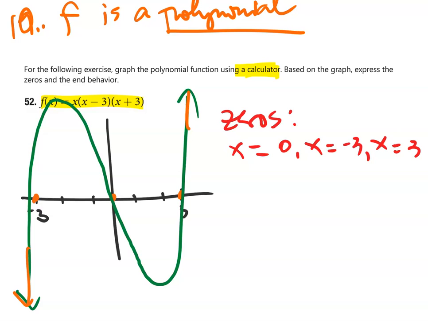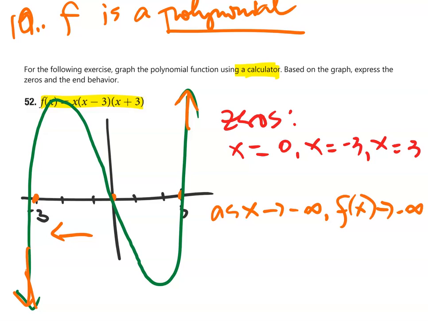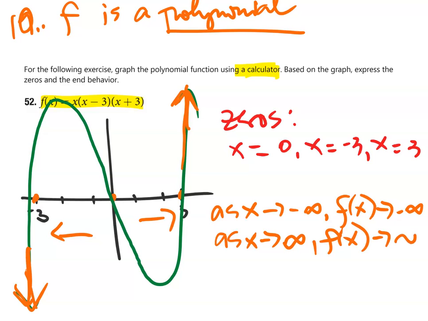And then the end behavior, it goes down and then goes up. So as x approaches negative infinity, that is to the left, f of x approaches negative infinity. And then as x approaches positive infinity, to the right, if you follow the graph, it goes up. So f of x approaches positive infinity.